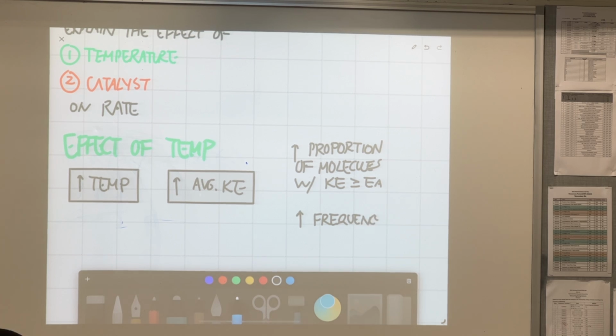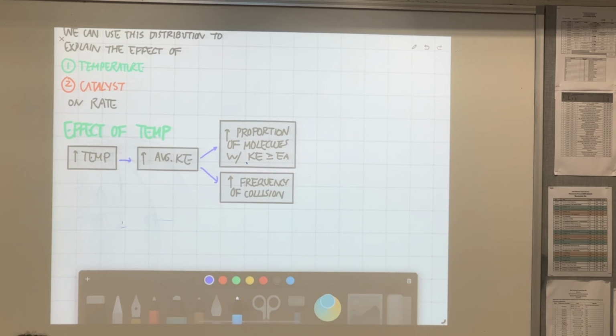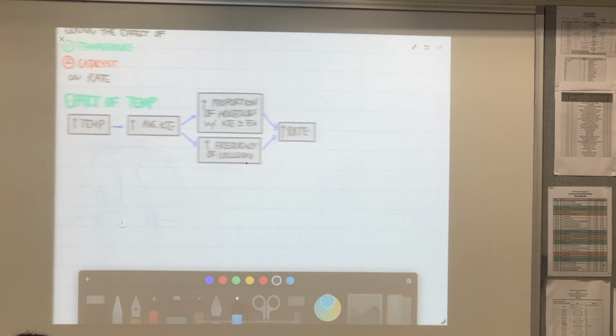So remember, don't say number of collision. We say frequency of collision because we need to factor in also time. So frequency of collision means you don't just look at the number. You look at how many times collision happens in a certain period of time. So increasing average kinetic energy will have an increase in both of these factors, which ultimately will lead to an increase in rate. And we are going to explain this using the curve we described yesterday.